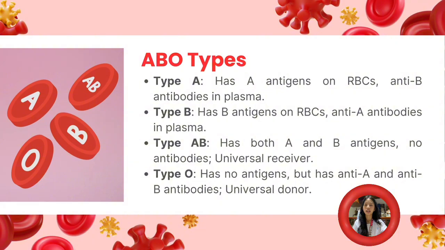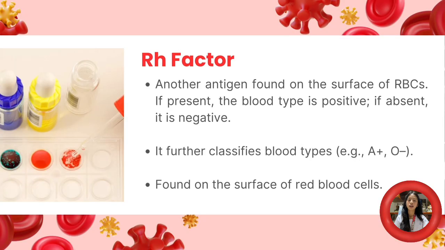For example, in emergencies, hospitals often use type O negative blood because it is the safest to give to any patient. And the Rh factor. It's another antigen found on the surface of RBCs. If present, the blood is positive, but if absent, it is negative. It further classifies blood types, for example, A positive or O negative. They are found on the surface of red blood cells.